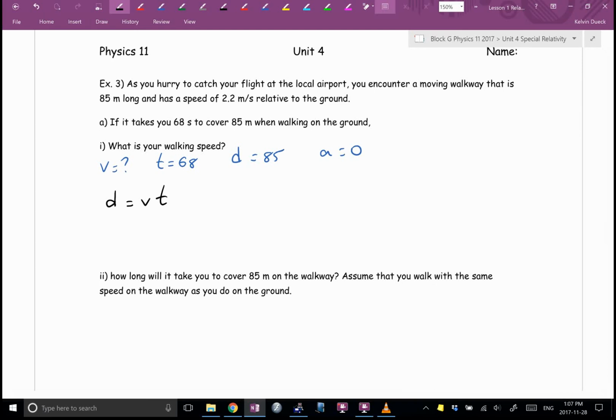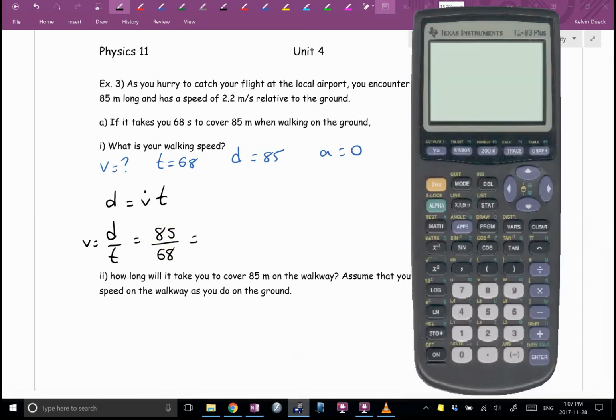Divide by what? So you ready? What's going to drop down like a domino? The D. And then I want to get the V by itself. So what will I move over? Yeah, divide by T. Okay. So my walking speed is 85 divided by 68, which is 1.25 meters per second.